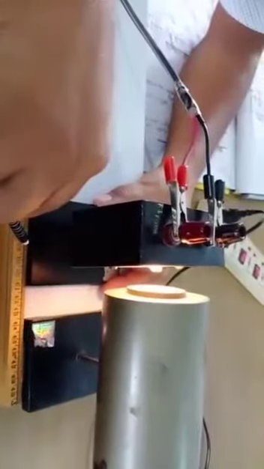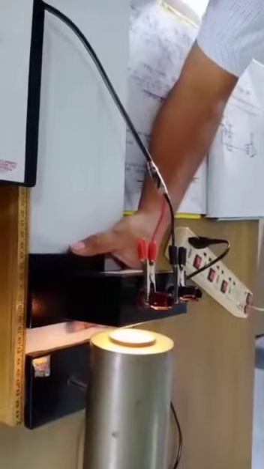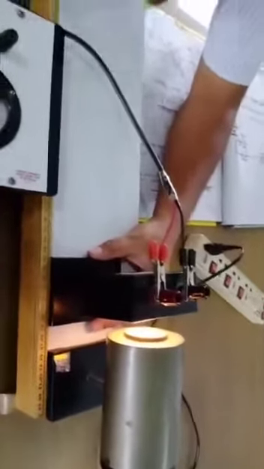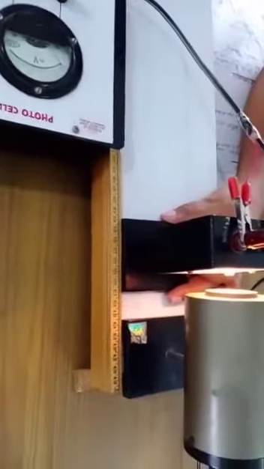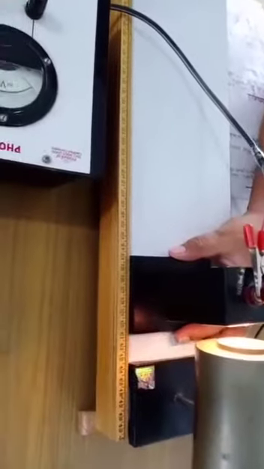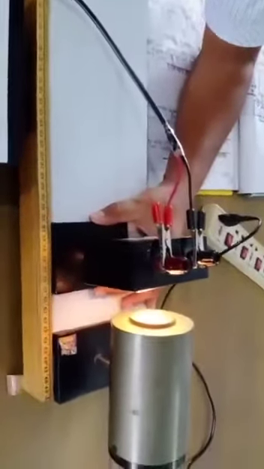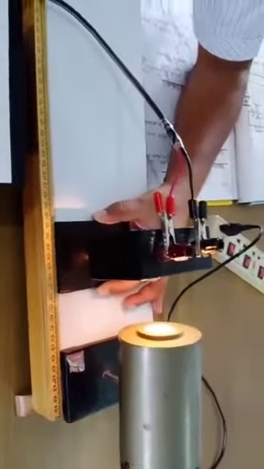Now the distance between the light source and photovoltaic cell is smaller, so the value of current is more. See, this is out of scale. I am increasing the distance between the light source and photovoltaic cell. This is the optical bench. I move this photovoltaic cell away from the source. When I am moving it away from the source, students, see here the current is decreasing.